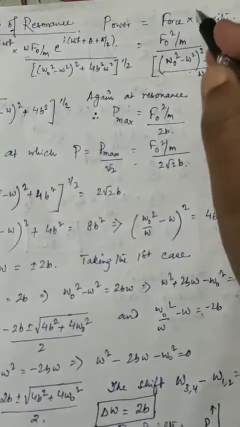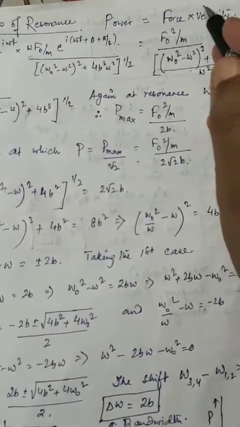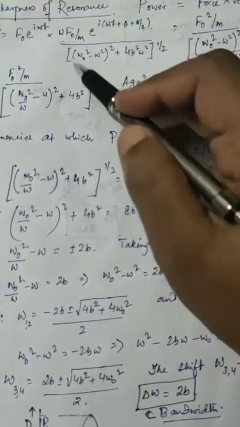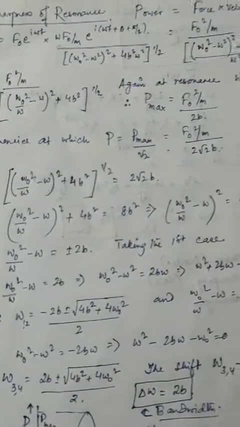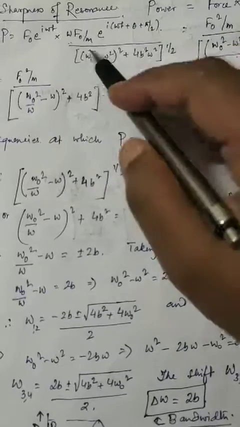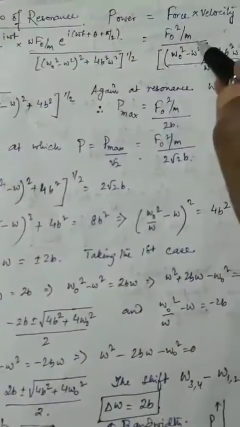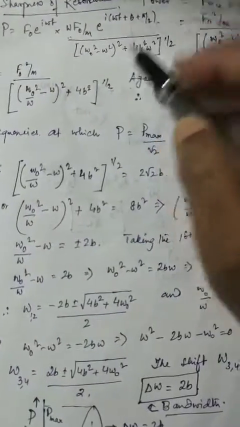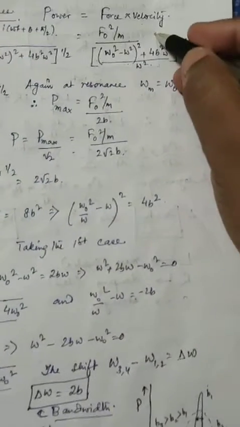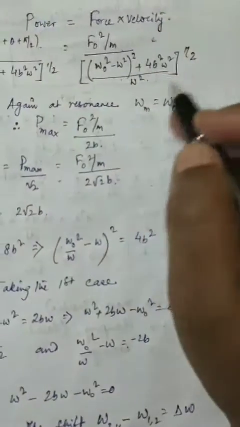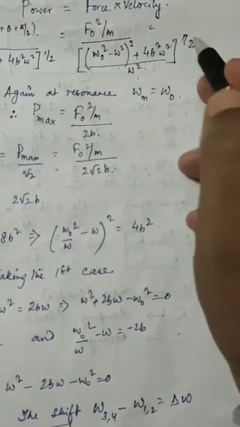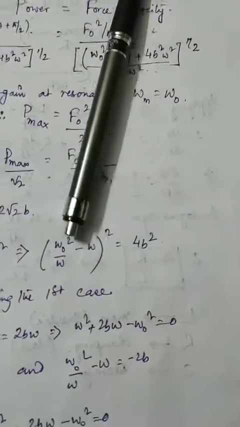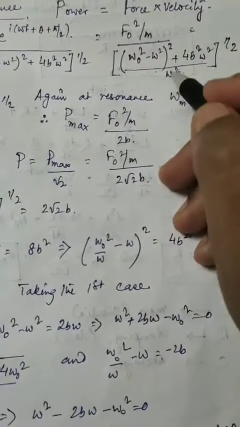And if you remember the velocity from my previous videos, the velocity was omega F naught by m. This was the velocity term. So I get F naught square by m. And similarly, again I divide the numerator and the denominator by omega. That was done in the velocity resonance. If I take omega inside the square root, it becomes omega square. So you have the notes with you. You know what to do with this.